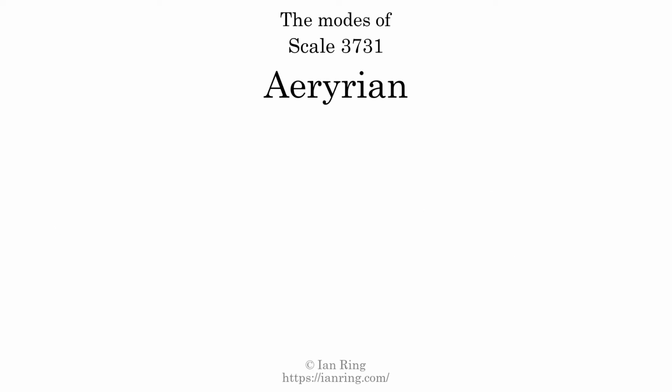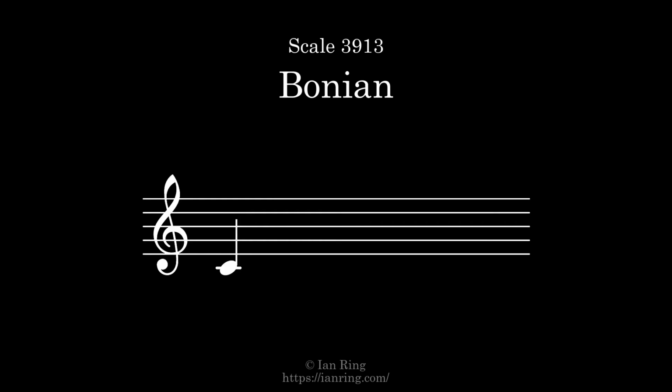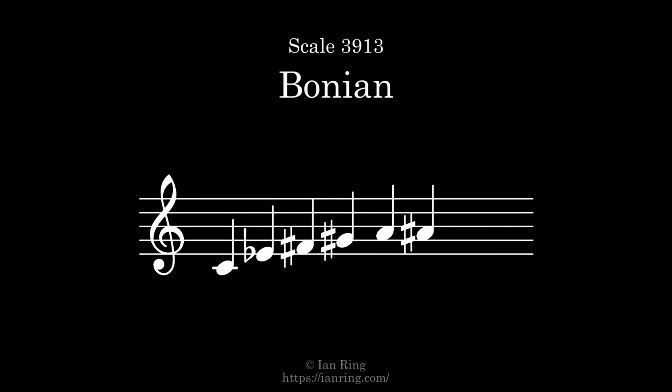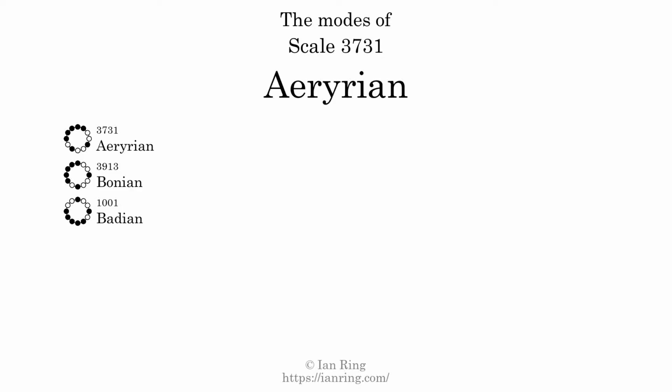This scale has 7 modes. The first mode is itself. The second mode is scale 3913, also known as Bonian. It sounds like this. The third mode is scale 1001, also known as Badian. It sounds like this.